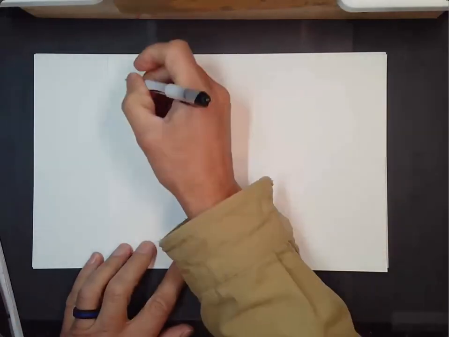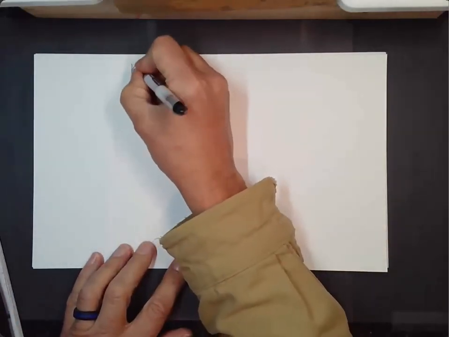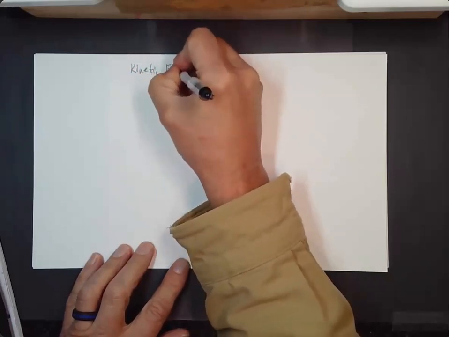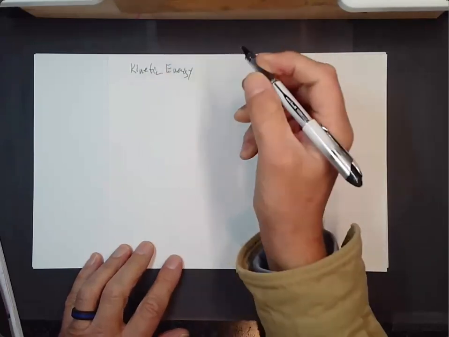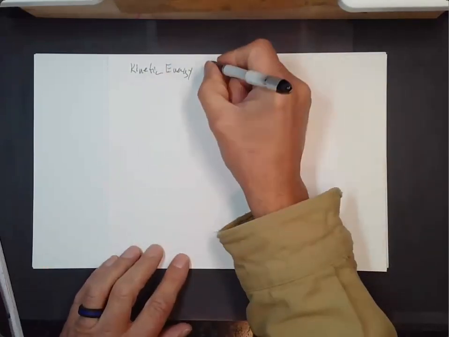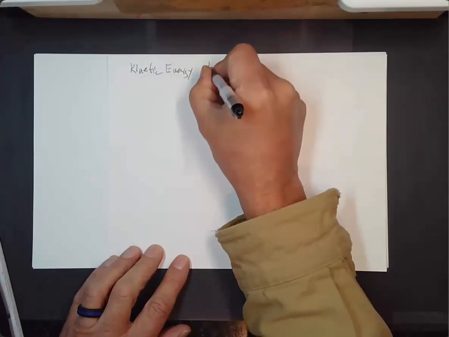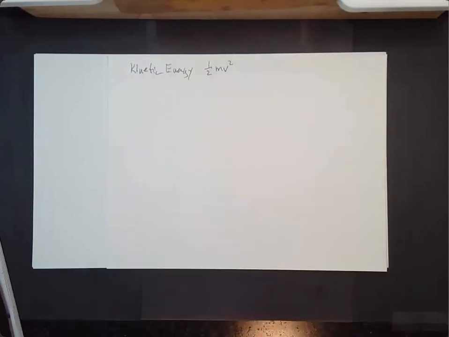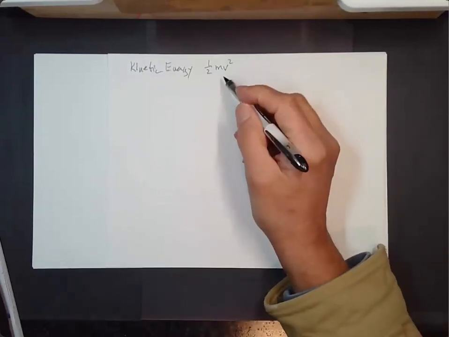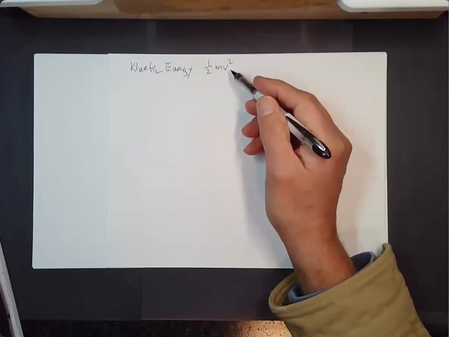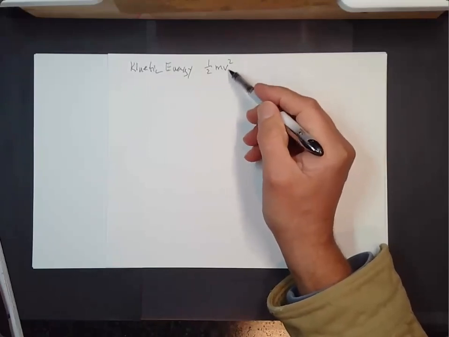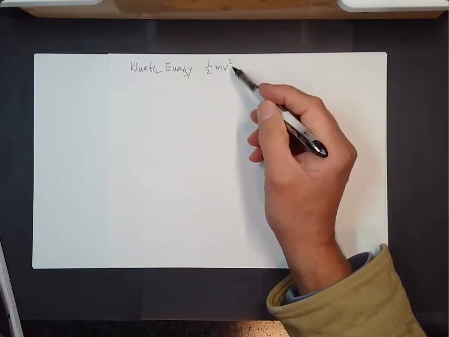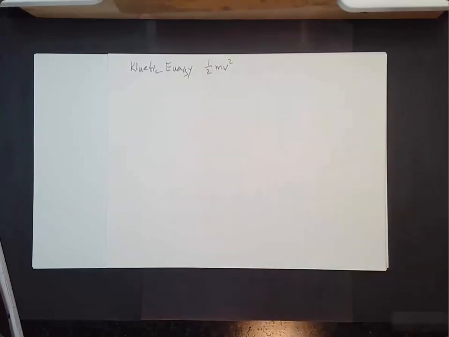So the first kind of energy we'll talk about is kinetic energy. Kinetic energy is just the energy of motion of a particle. And it's just given by 1/2 mv squared. m is the mass of something, v is the speed. And this is not velocity anymore. It's just the speed of the object. And kinetic energy is always positive.